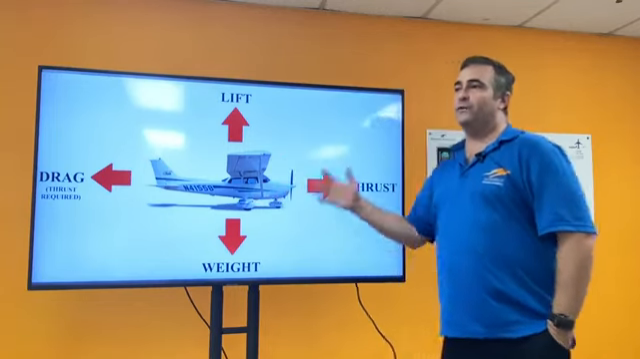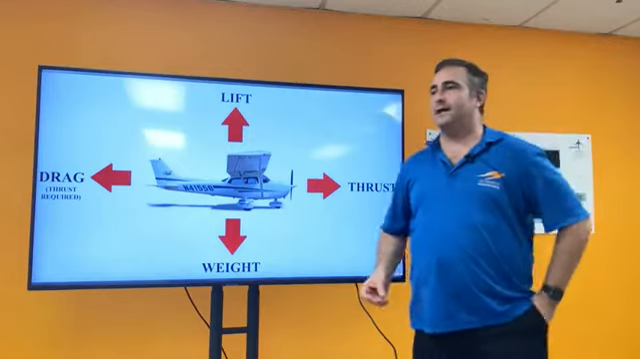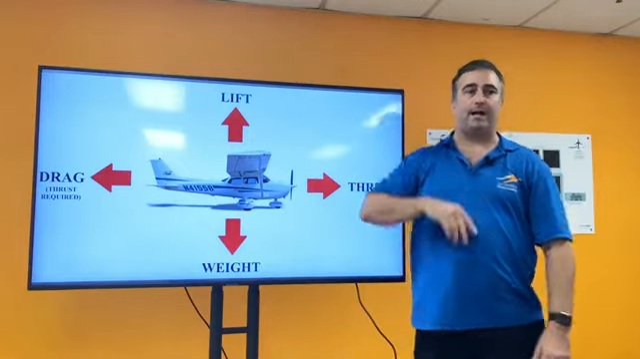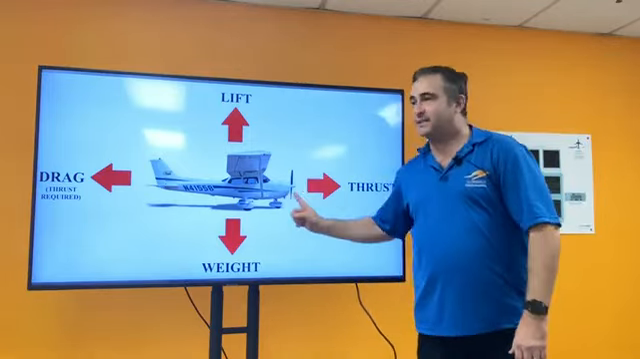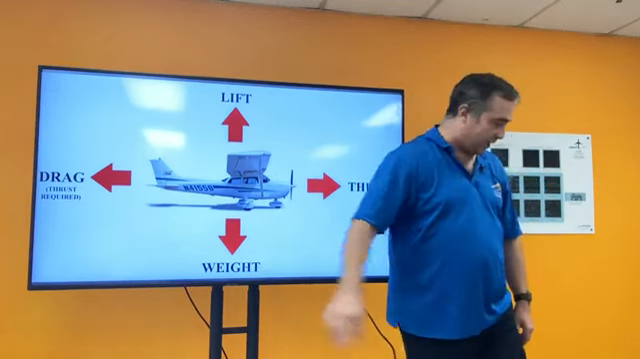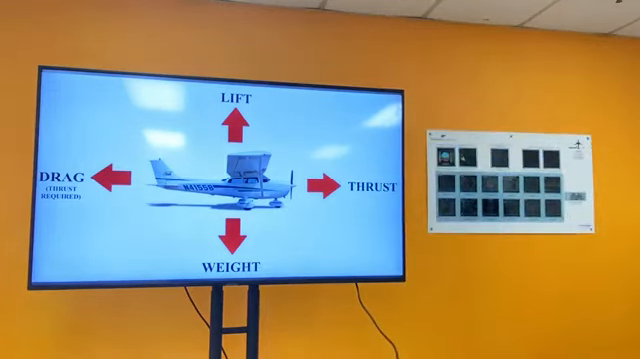Okay, so we're talking four forces of flight. Some details: 90 degrees, and which one can't we change?